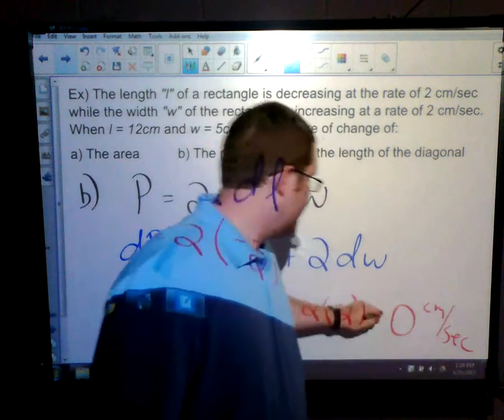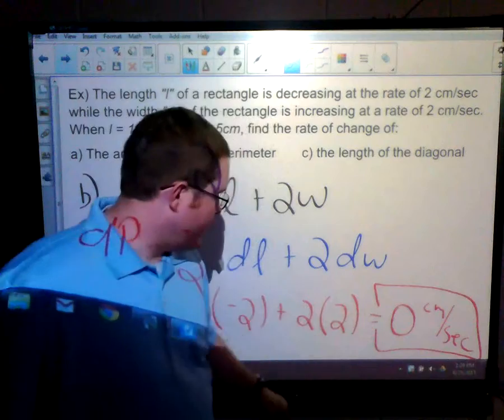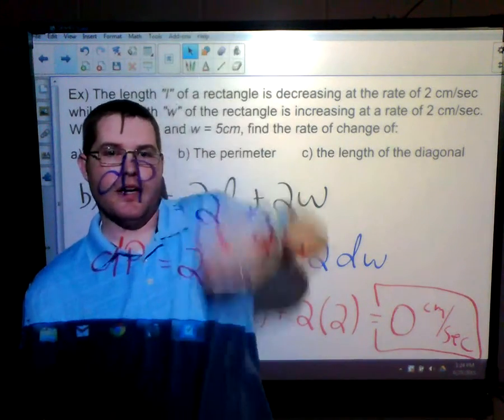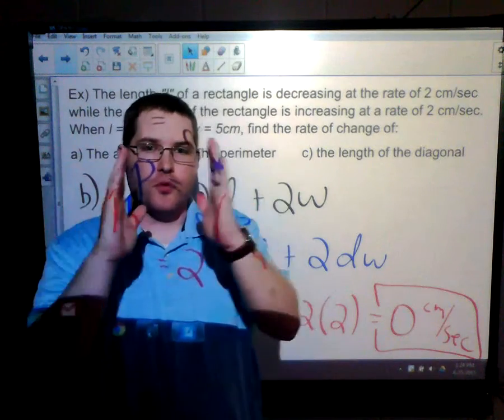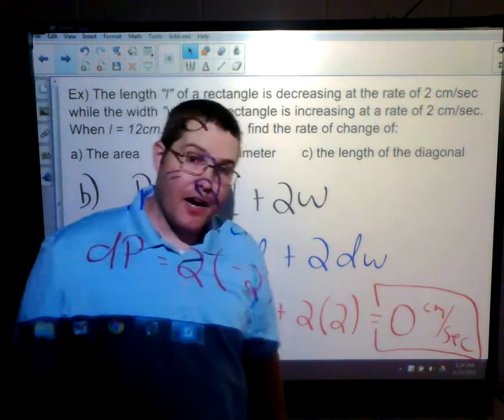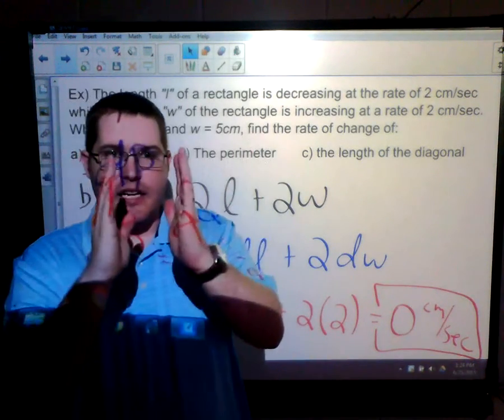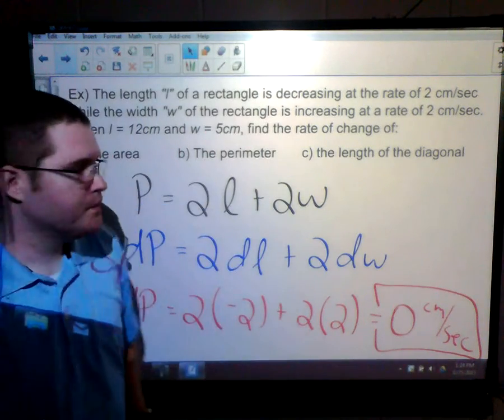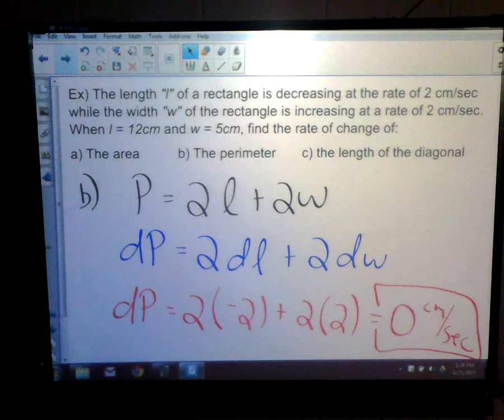Which makes sense. If the rectangle is getting smaller this way and bigger this way at the same rate, your perimeter is not changing, but your area can. A skinny rectangle has a smaller area than a more square rectangle. So perimeter isn't changing in this problem, but area is.